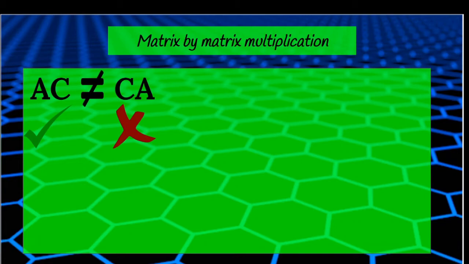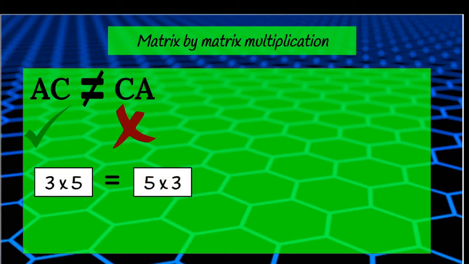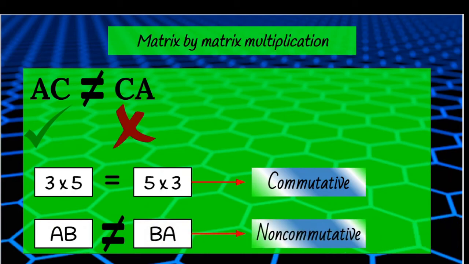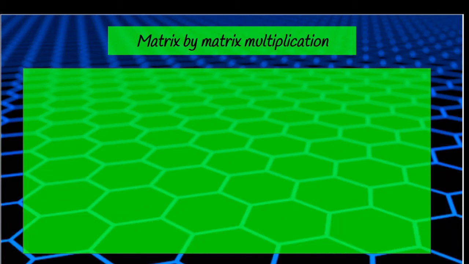If you recall from basic math knowledge, when you multiply 3 times 5, for instance, you should get the same answer for multiplying 5 times 3, which is 15. So we say that multiplication of numbers is commutative. However, a certain matrix multiplication, AB, will not be equal to BA. So we say the multiplication of matrices is non-commutative. Now let's move on to actually multiplying these matrices.